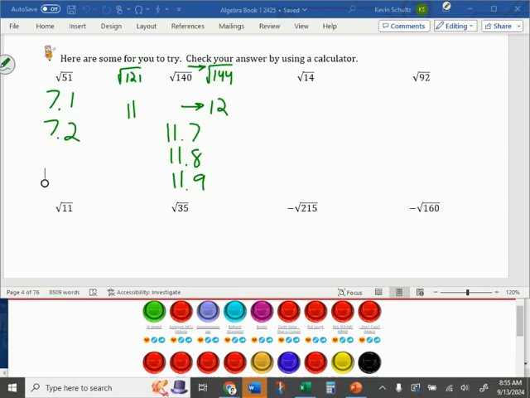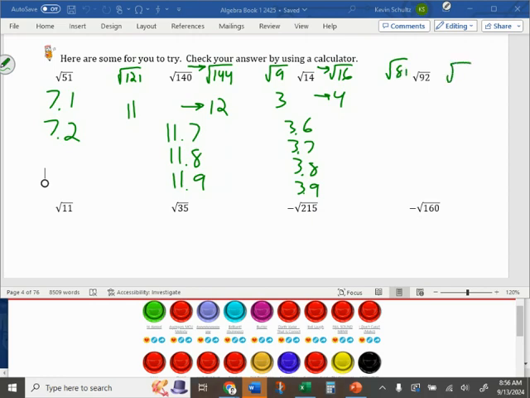Root 14, what did you come up with here? 3.8, 3.7, something like that. Root 9 and root 16 are your roots, so you know it's between 3 and 4. Closer to 16 than it is to 9, so that's where 3.6, 3.7, 3.8, 3.9, any of those will be fine. Finally, root 92.